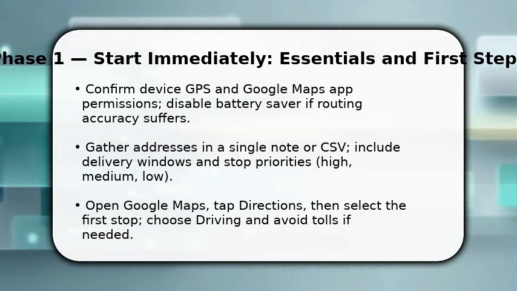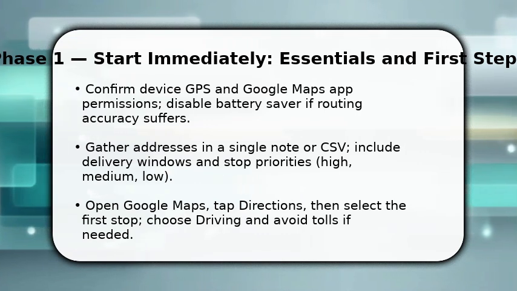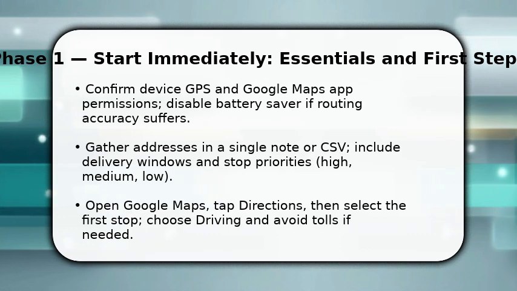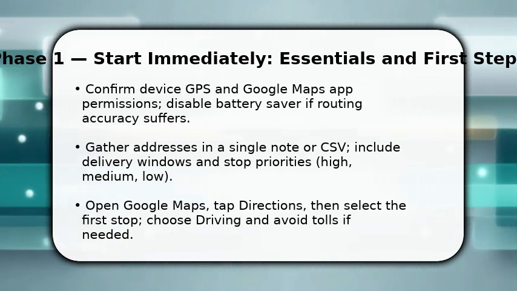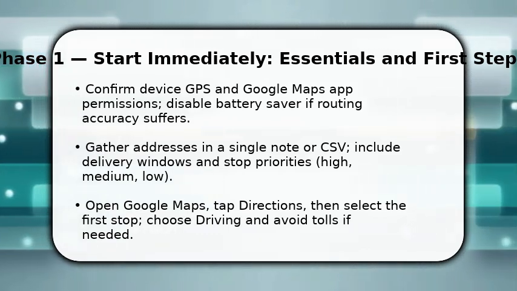You start with the most time-sensitive drop. This establishes a reliable baseline route. It prevents backtracking and reduces fuel use. Make sure to disable any power-saving mode that limits background location updates.